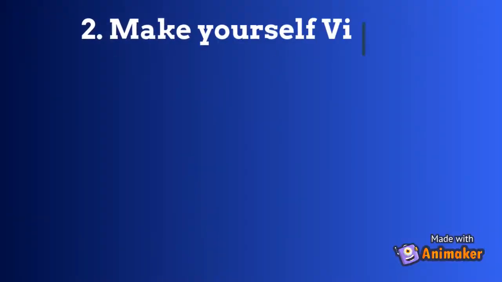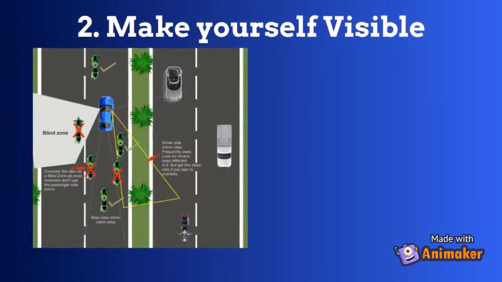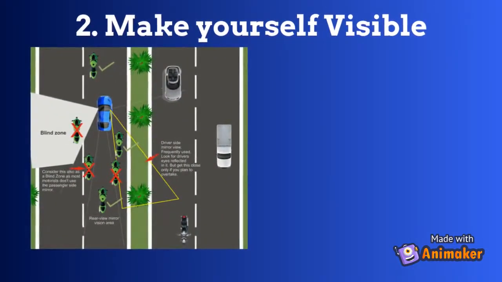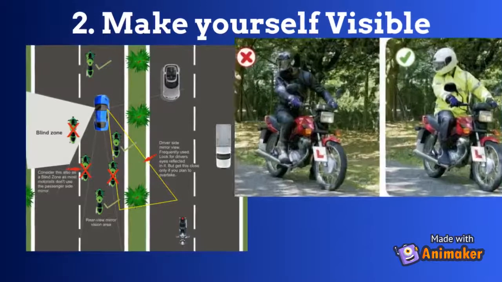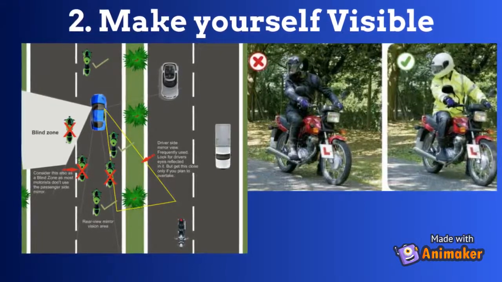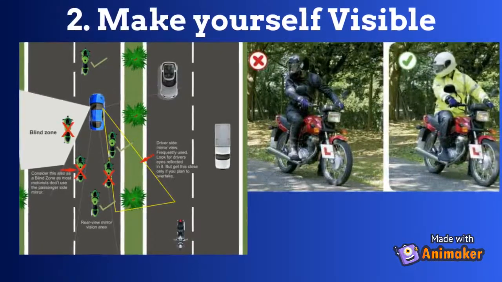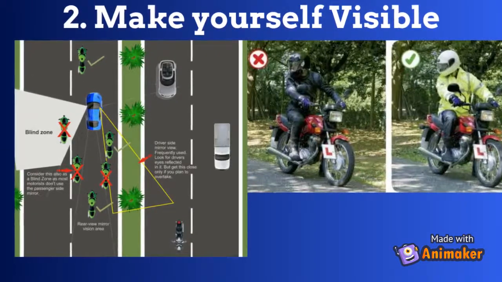Number 2. Make yourself visible. This can be done by not riding in another driver's blind spot. Motorcycles are smaller than regular vehicles and are easier to go unseen. Hence, try to keep your lights on during the day and night. Always ride keeping a safe distance from other vehicles.